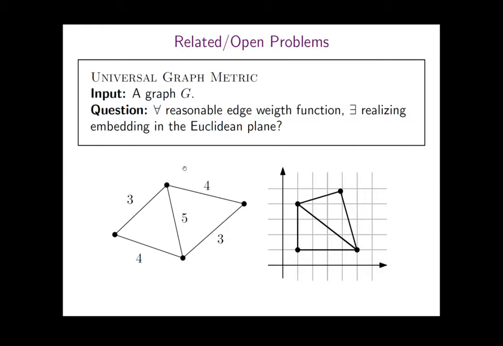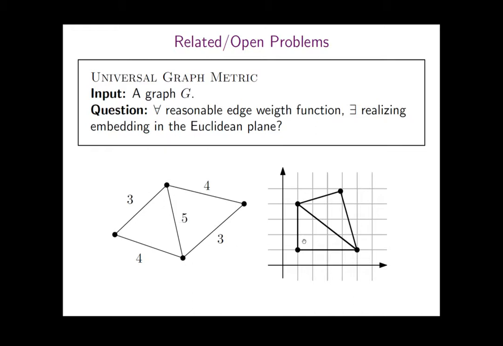So the first problem that I want to talk about is called universal graph metric. The input is again a graph, and for every reasonable edge weight function, we want to find a realization embedding in the Euclidean plane, realizing these edge weights. So here we have a graph, and we have edge weights. This edge has weight 3, this edge has weight 5, and so on.